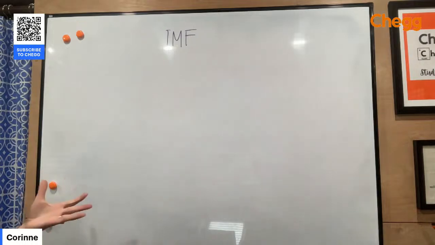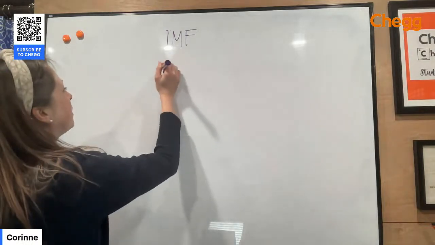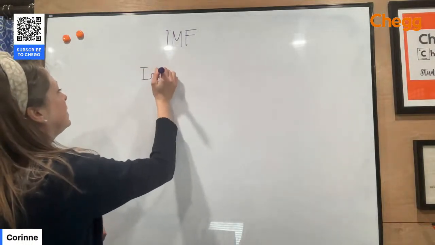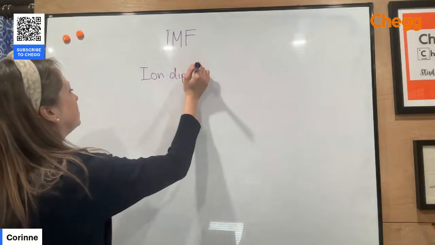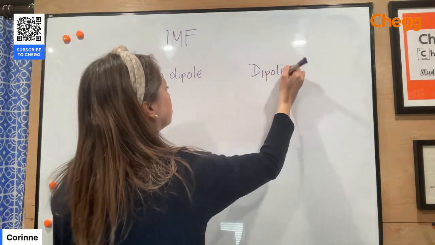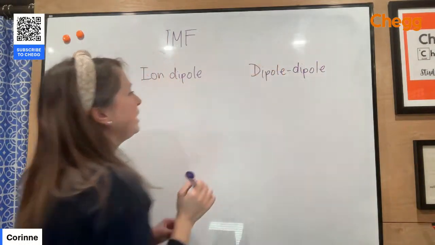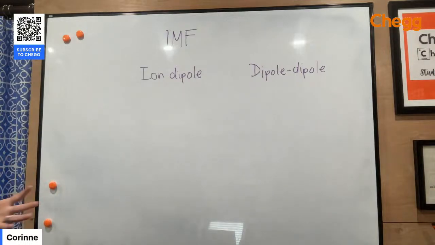All right, so we're thinking IMF. I had a question to go through ion-dipole versus dipole-dipole interactions. Let's draw some particle diagrams. Thankfully, the name will give you some clues with this.